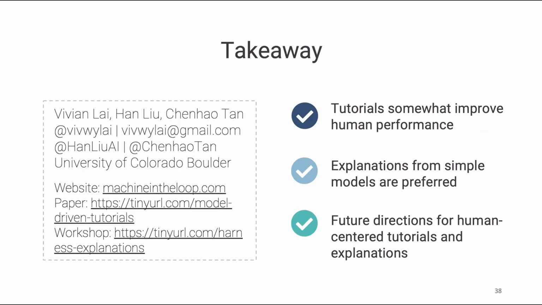We have now come to the end of the presentation, and here are 3 main takeaways. Firstly, model-driven tutorials are helpful to a certain extent in improving human performance. Secondly, while deep learning models have superior predictive powers, explanations from simple models are more preferred by humans as they are more interpretable. And lastly, despite introducing tutorials and explanations, human performance is still relatively limited, as there still exists a gap between human AI performance and AI performance.